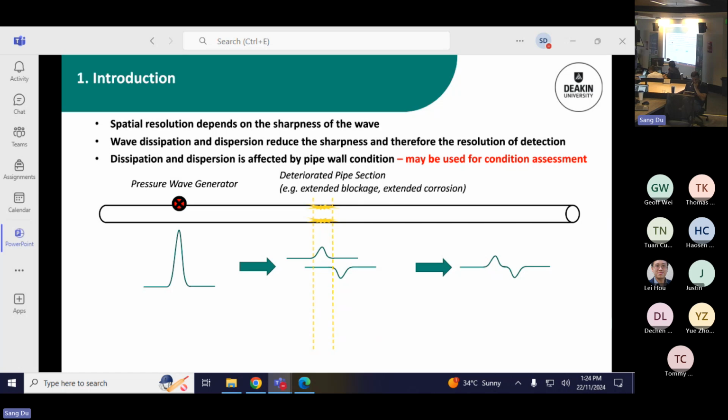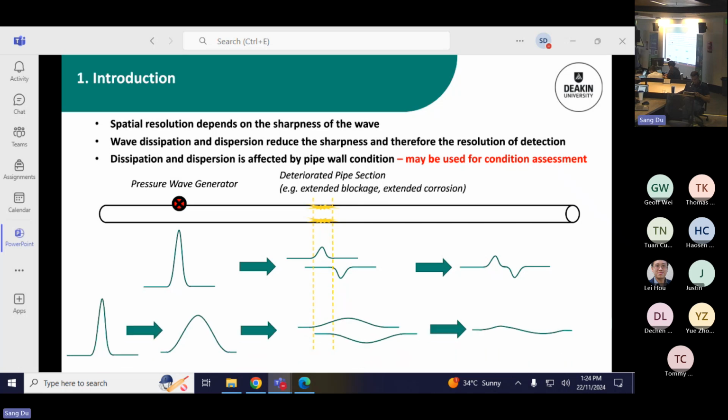Dispersion means different components in the wave, in terms of frequency, travel at different speeds. So it's not just that the size keeps reducing, but the different components actually get further apart as they travel, and then you have this so-called dispersion issue. And this definitely will affect the spatial resolution and the accuracy of our detection. So this is just some general illustration of how that impacts the reflections from the defects in the system.